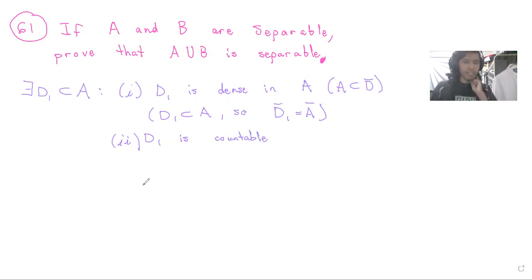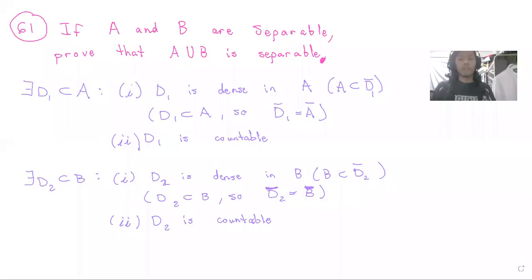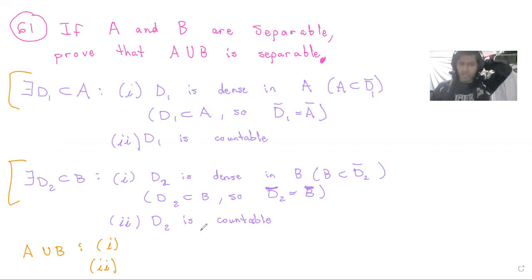And we have to write the same for B, so I'll do that real quick. So since we have that A and B are separable, then the definition of separability holds true for both of them. Now we want to prove that A union B is separable, and to do that, we'd have to show that it holds these two definitions true as well. And so for A union B to be separable, we must meet them.